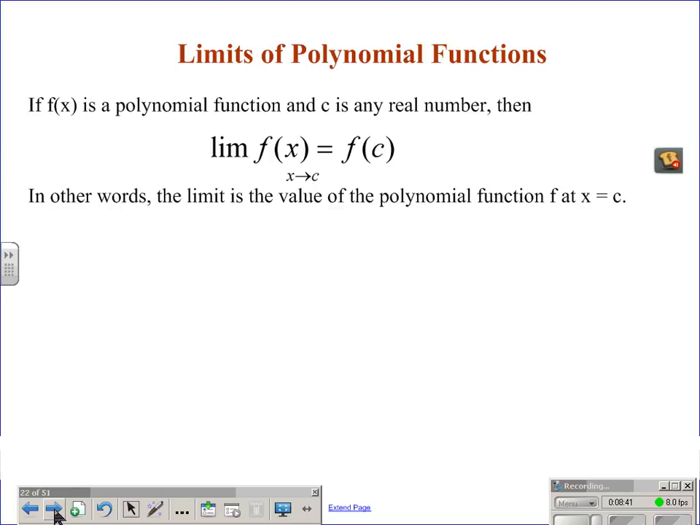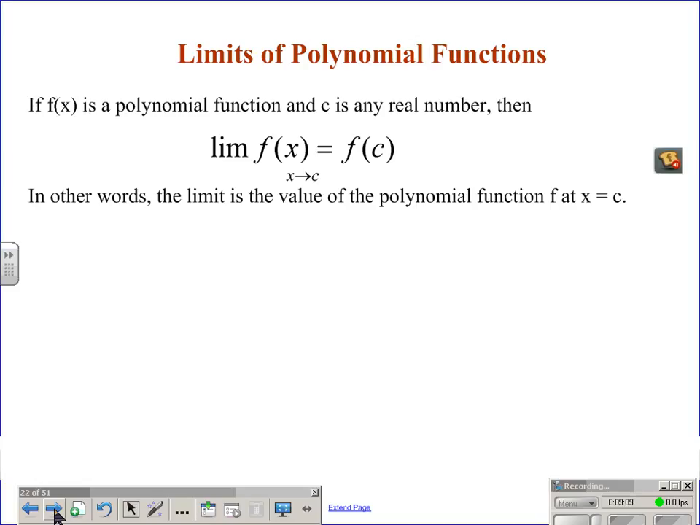So now that's quite a long process, so we're going to learn sort of a shortcut here with polynomial functions, the limits of polynomial functions. If f of x is a polynomial and c is any real number, then the limit of f of x as x approaches c is just going to be f of c. And this is sort of what we've talked about, is that oftentimes the limit is just going to be what you get if you evaluate the function f at the point c. And when it's a polynomial function, that's always the case.